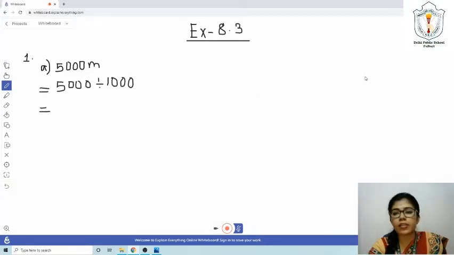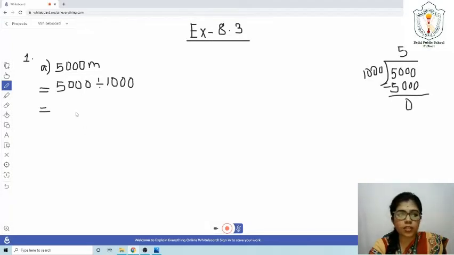So here let us check, 5,000 divided by 1,000. How much do we get as the answer? 1,000 5s are 5,000. So here we put a 0. So what is our answer? 5 kilometer. Now we will move to the next one, that is B, 2625 meter.